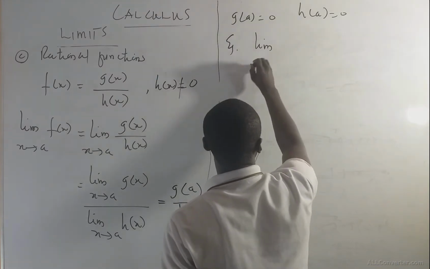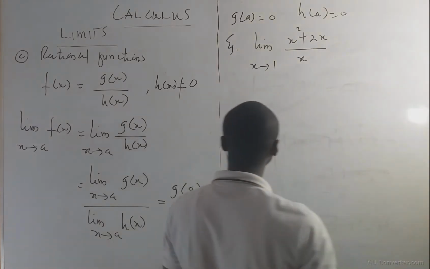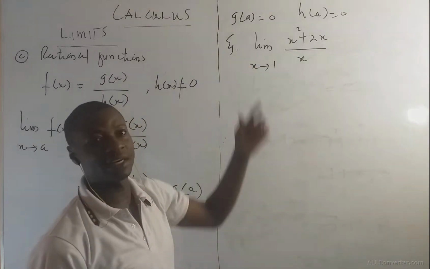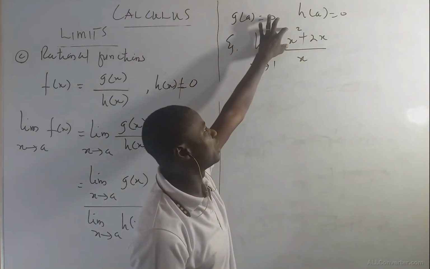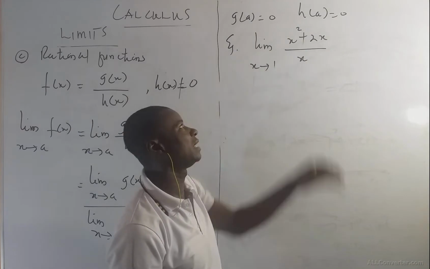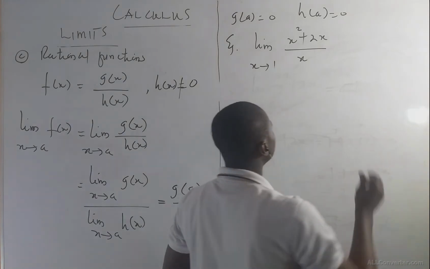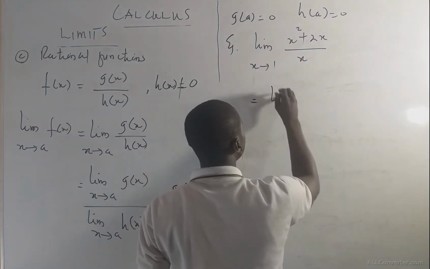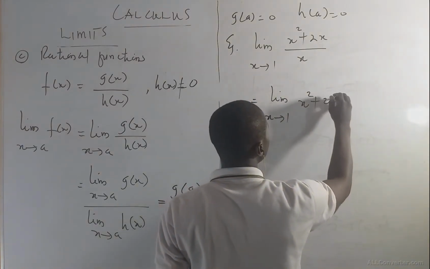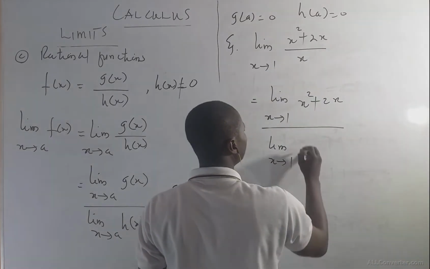Limit as x approaches 1 of x squared plus 2x over x. You can see this is a rational function because we have a polynomial x squared plus 2x up there, and also a polynomial x down here. Because we are dividing one polynomial by the other, we say that it is a rational function. So the limit is the limit as x approaches 1 of the numerator, x squared plus 2x, all divided by the limit as x approaches 1 of the denominator.